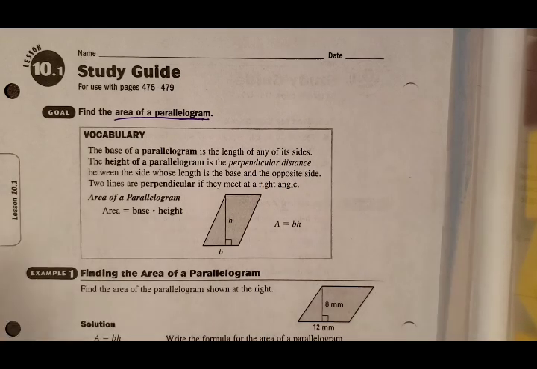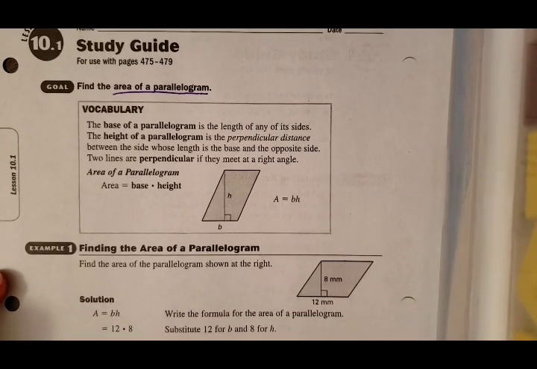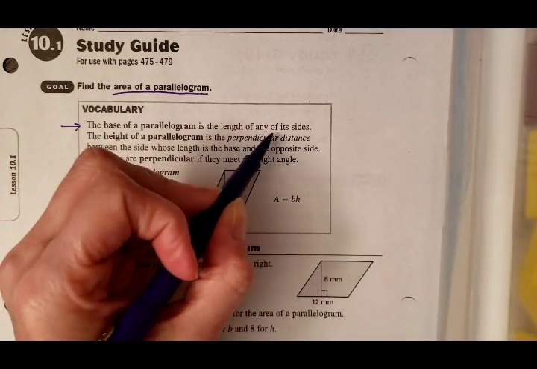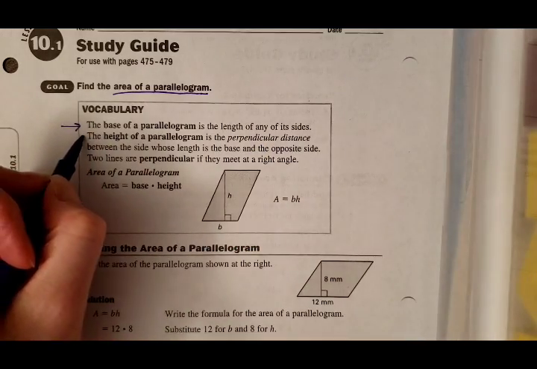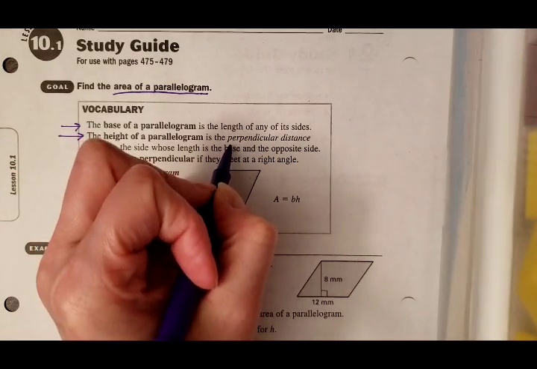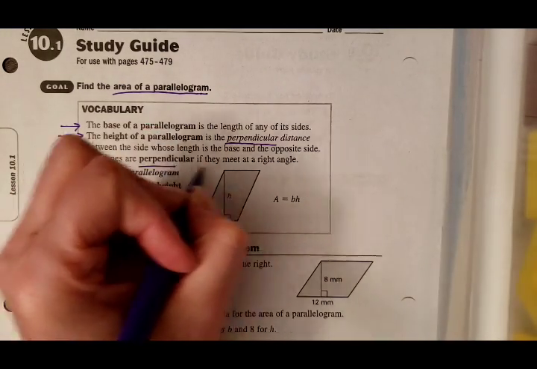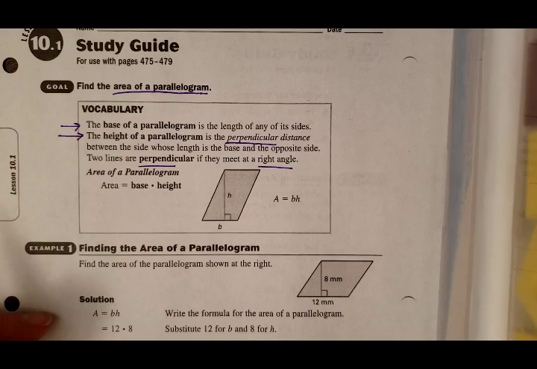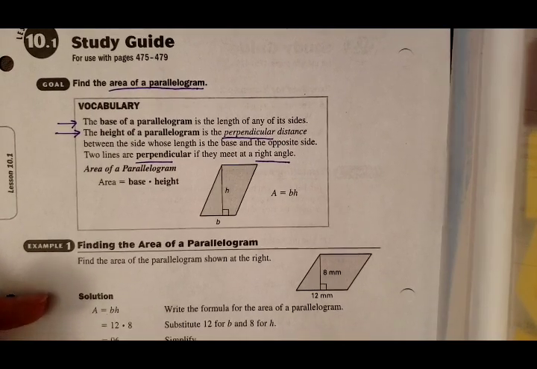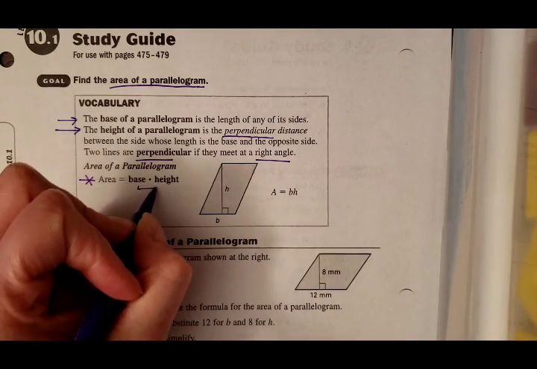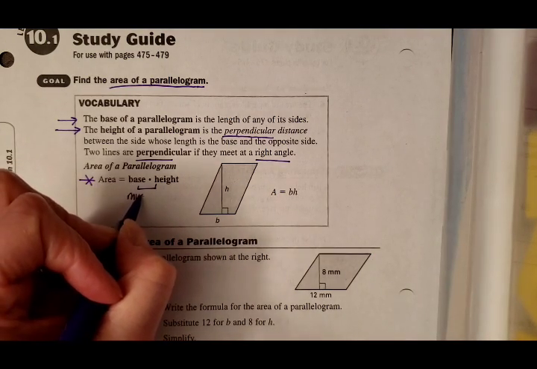All right, now, a couple key things we need to remember. When we're talking about a parallelogram, there's two important things that we're going to be looking for in their area. One, the base of the parallelogram, which is really the length of any of its sides, and then the height of the parallelogram. It's the perpendicular distance between the side whose length is the base and the opposite side. So perpendicular means something meets at a right angle. So what we're really saying is the area of a parallelogram equals base times height. And the base and height must form a right angle.